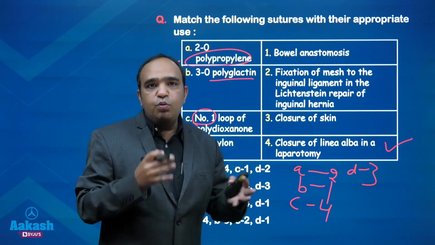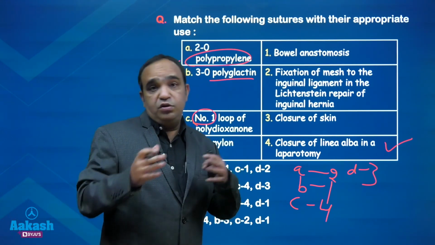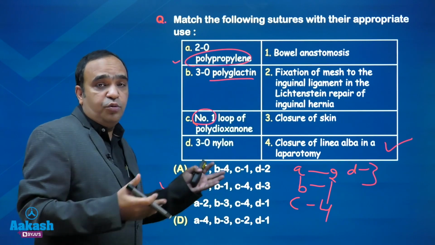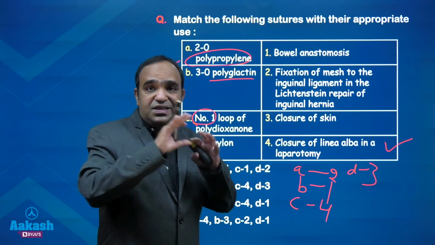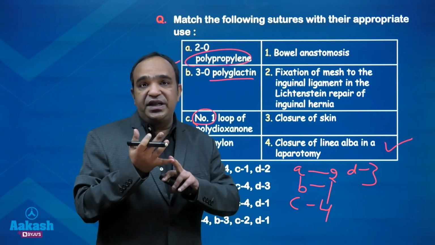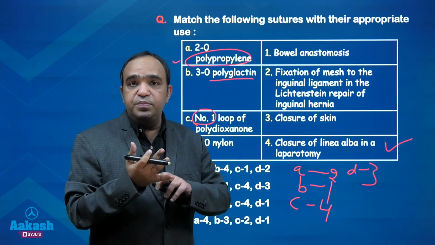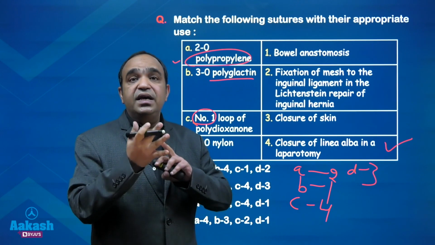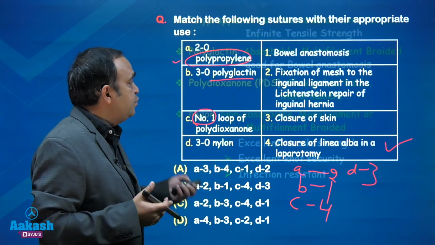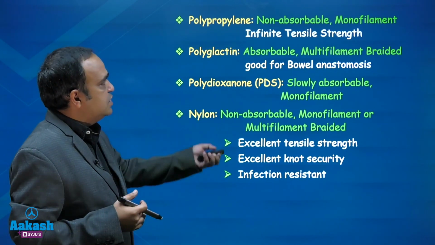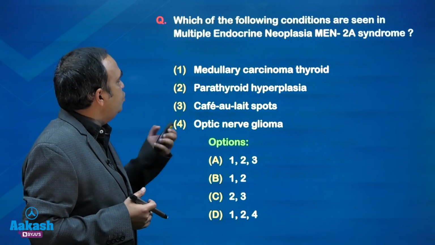So this is how, whenever next time you might get a different combination of sutures and different choices of procedures, this is how you match. Look at the material, whether it's absorbable or non-absorbable, what are the properties, and what is the size, whether it's thicker or thinner, then match them with the choice of procedures. So this, I have already explained to you.